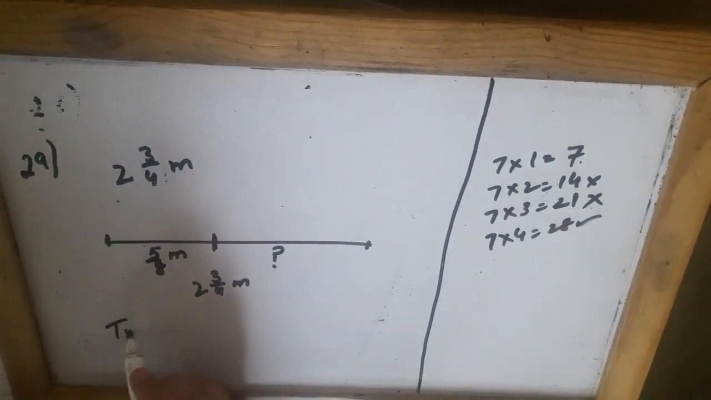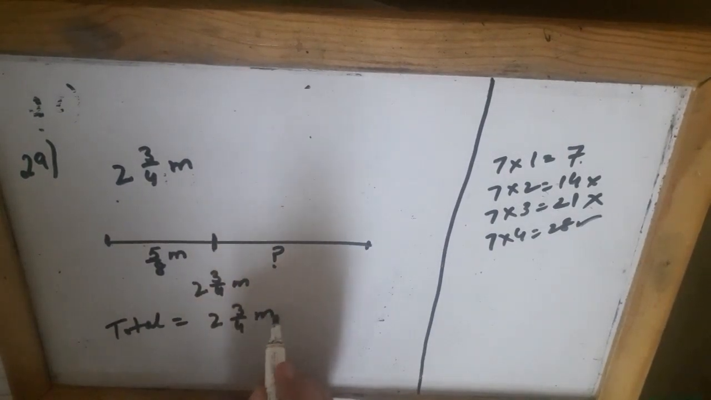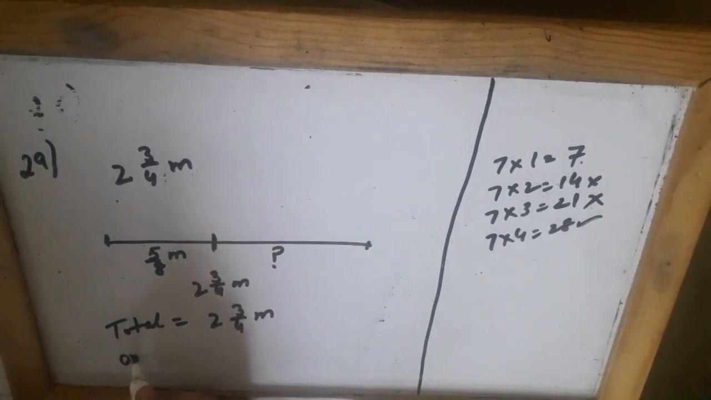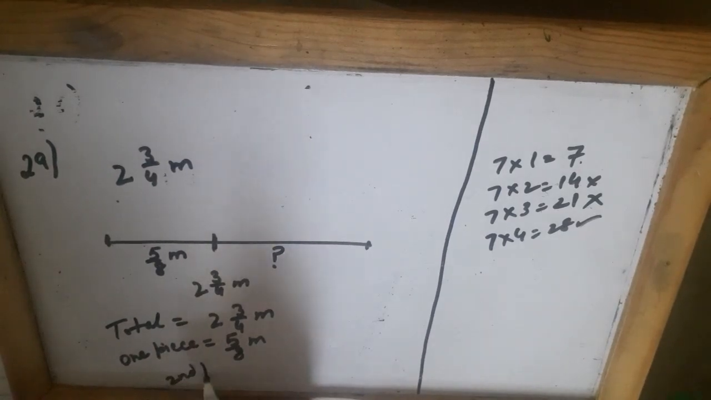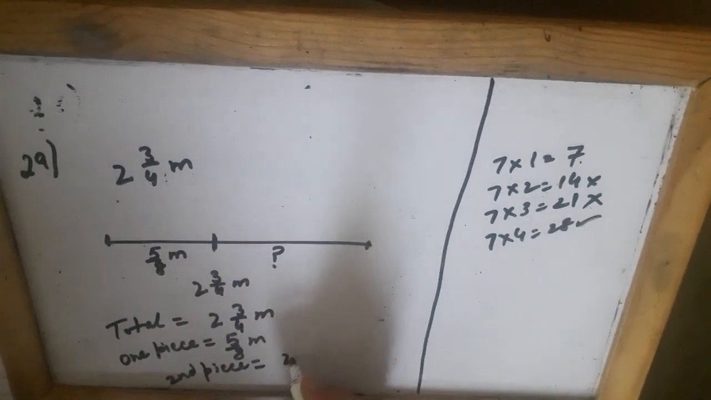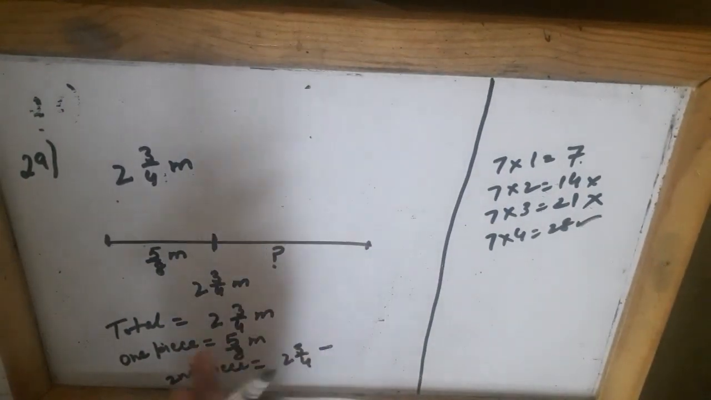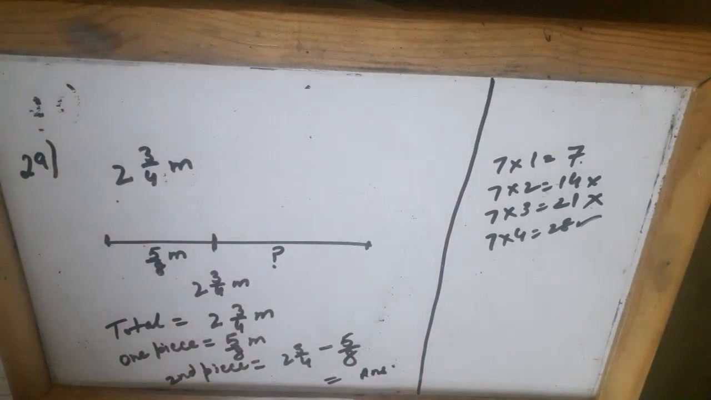So the total length of the wire is 2 3/4 meters. Out of this, one piece's length is 5/8 meters, and they are asking you the length of second piece. So what I will do, from the total length of this wire I will subtract the length of the one piece and I will get the length of the second piece. So you subtract them and you will get the answer.